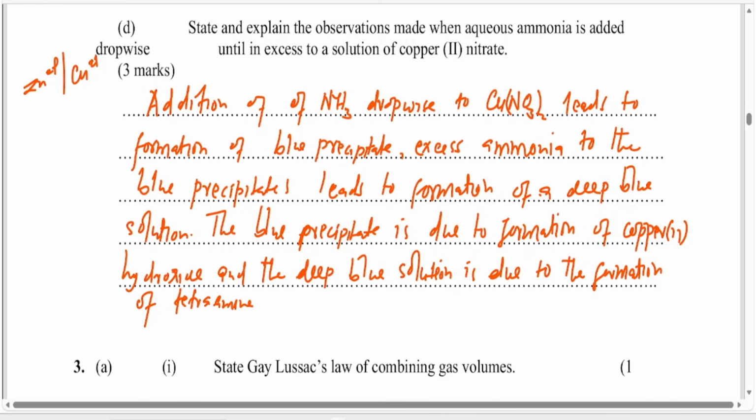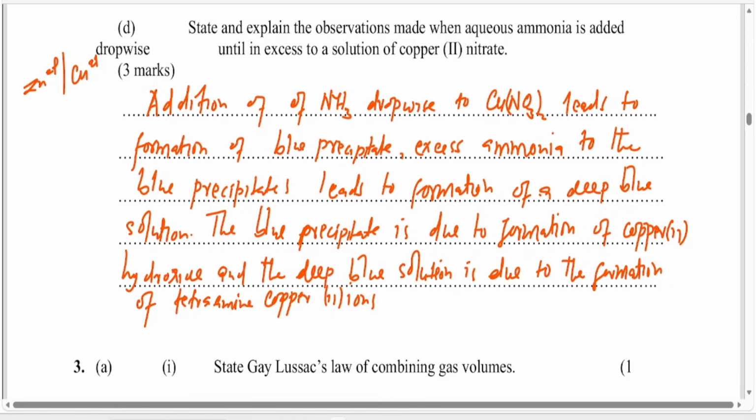Tetraamine copper 2 ions, they are blue in color. The complex salt, so complex ions in solution, they are soluble. And that's what you are supposed to write, and this gives you a total of 3 marks. It's due to the formation of tetraamine copper 2 ions, which are deep blue in color.